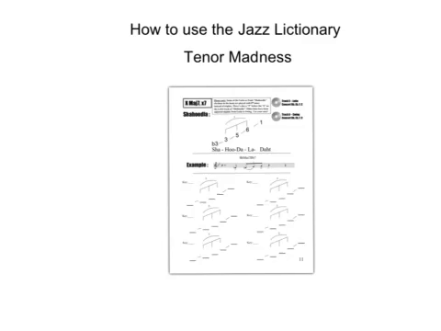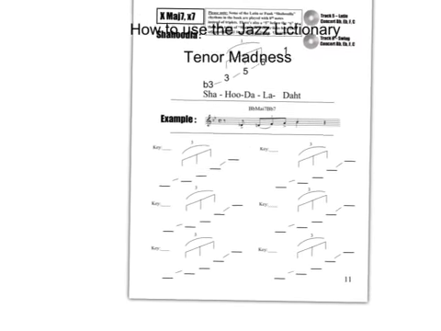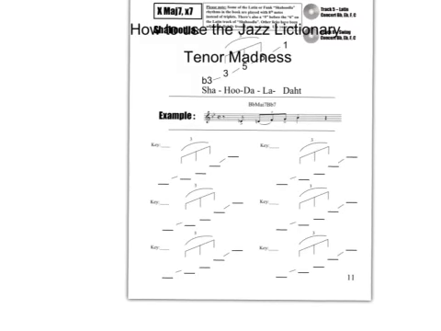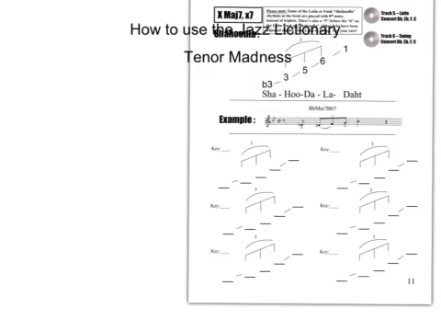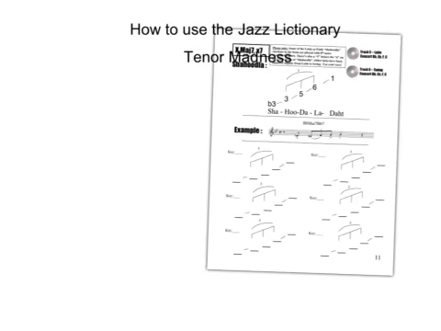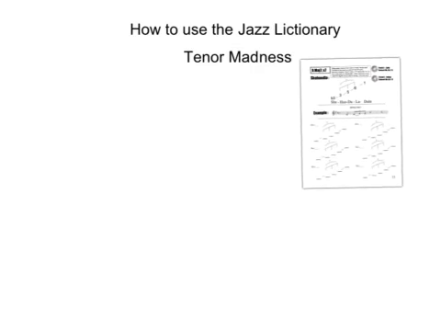What you're going to do here is you're going to take the lick that you want to learn. Let me just expand this a little bit. I'm going to make this bigger. Now, what we do is we know this. We know that Tender Madness is in the key of B flat. Shrink this down just for a second. We know B flat in concert pitch.